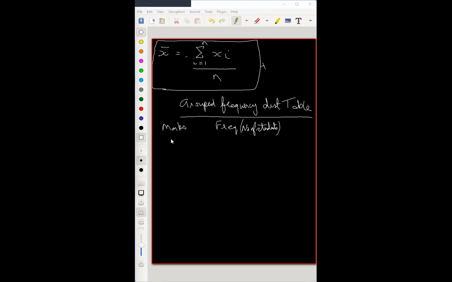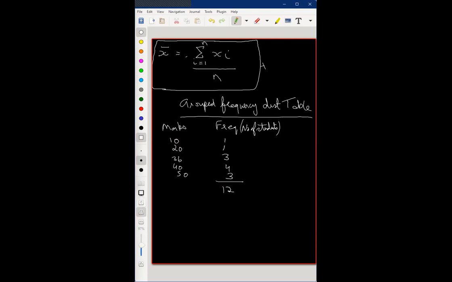Now, supposing the marks obtained are 10, 20, 36, 40, 50. It's out of 50. These are the marks obtained, and the number of students who obtained them is 1, 1, 3, 4, and 3. So the total number of students is 12. So 12 students took the test, and these were the marks out of 50 which were obtained by the students.